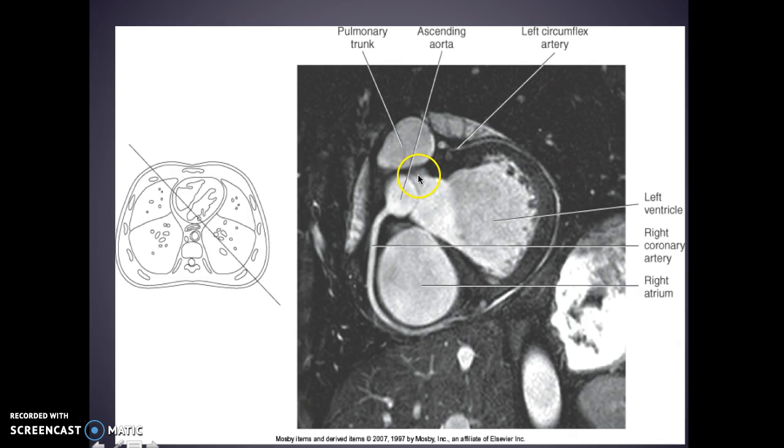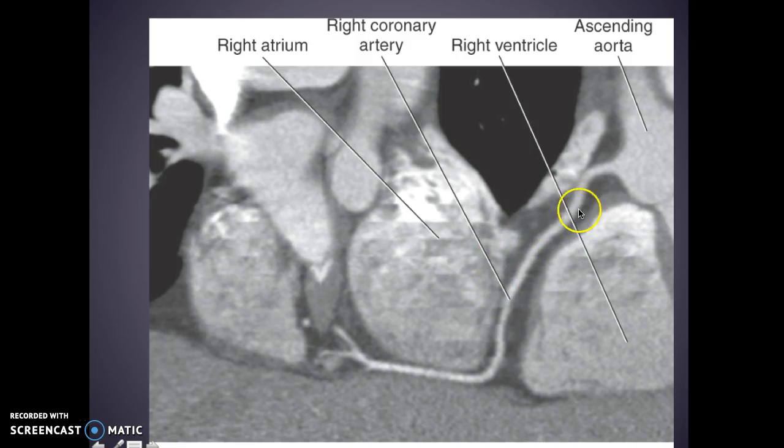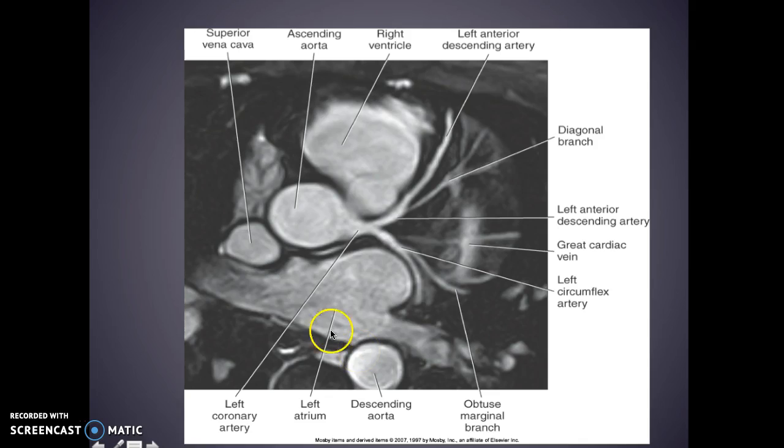This has been manipulated so that we lay it out in one plane. So this is your ascending aorta, this is your right coronary, and we laid it out so we can see the whole thing. This is your left circumflex coming all the way around. Pretty cool. We've laid this one out also, so this is all post-processing. This is your right coronary artery. This right here is your left coronary artery.